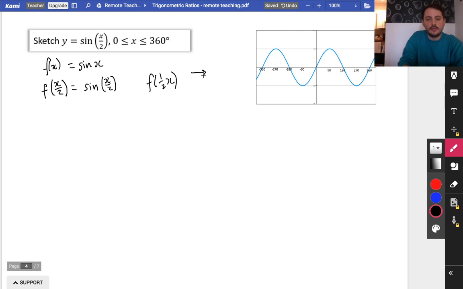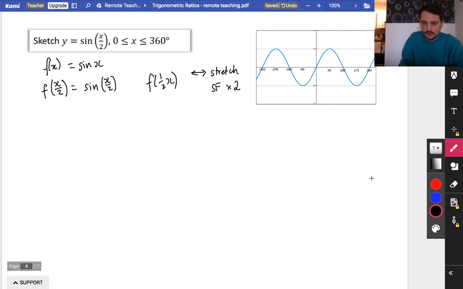So we know it's going to be a left and right enlargement, or a stretch in the left and right direction. And the scale factor of this stretch, well, it's a half in front of the x, so the scale factor is going to be the reciprocal of that. It's going to be times 2. So that means that this whole thing that we've got here, the normal graph, is going to be stretched, so all of the x coordinates are being doubled.